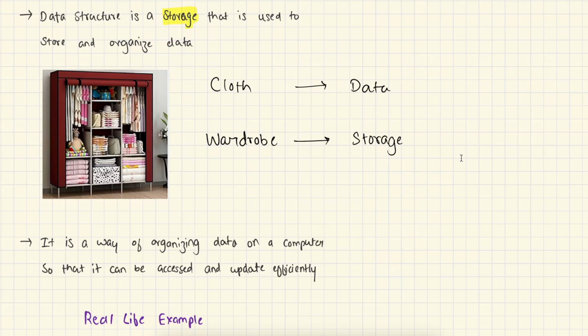If I ask you a question, where do you store your clothes? Then your answer would be, we store our clothes in a wardrobe. Right? Now, if I ask you why you store your clothes in a wardrobe, then your answer would be it provides you with a storage mechanism so that you can organize your clothes efficiently and you can access your clothes efficiently, right? Similarly, in computers also, we store our data in such a way that we can store it efficiently and we can access it efficiently.